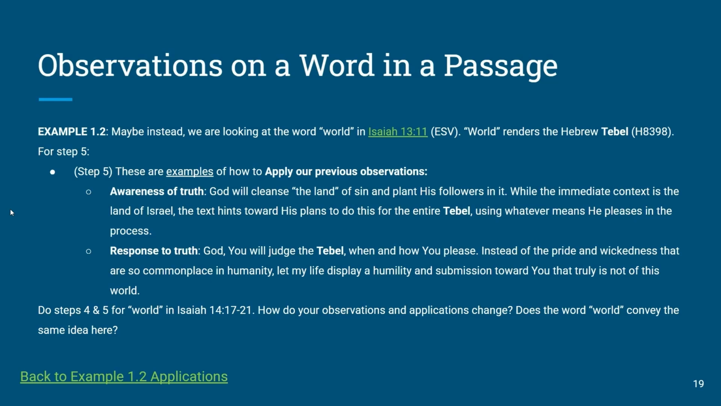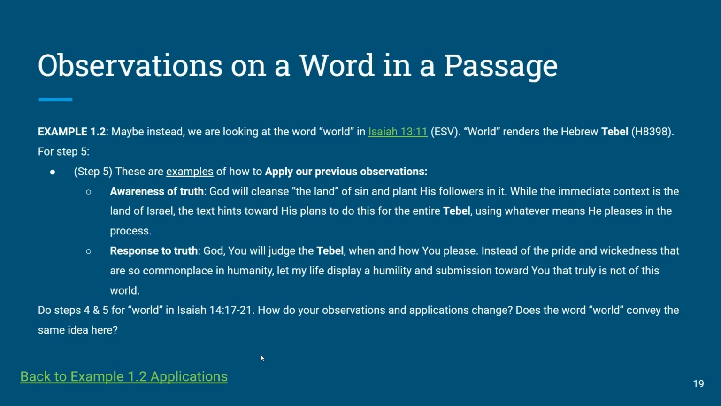A response to this truth could be formulated as the following: God, you will judge the Tevel, the world, when and how you please. Instead of the pride and wickedness that are so commonplace in humanity, please let my life display a humility and submission toward you that is truly not of this world. As an exercise, you can do steps 4 and 5, making and applying observations for the word world in Isaiah 14, verses 17 through 21.